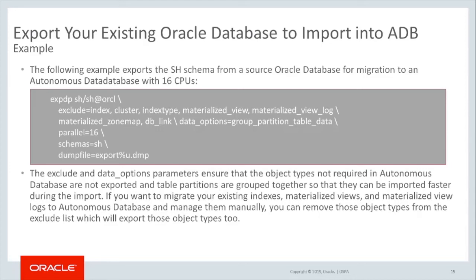In this example, the exclude and data_options parameters ensure that the object types not required in Autonomous Database are not exported, and table partitions are grouped together so that they can be imported faster during the import of your schemas and data. If you want to migrate your existing indexes, materialized views, and materialized view logs to Autonomous Database and manage them manually, you can remove these objects from the exclude list, which will export those object types too. This is exporting the SH schema and is creating 16 parallel threads.